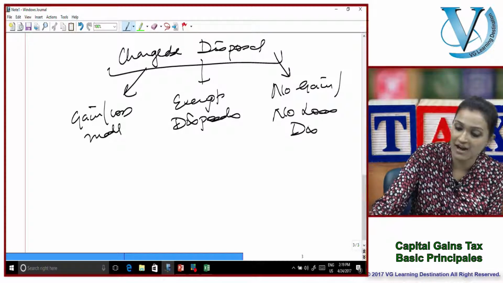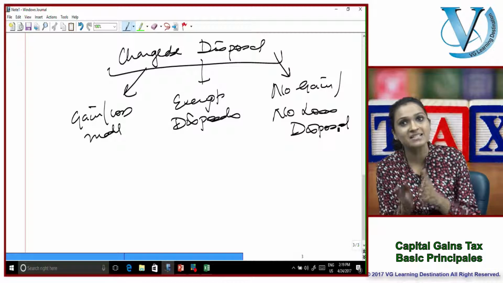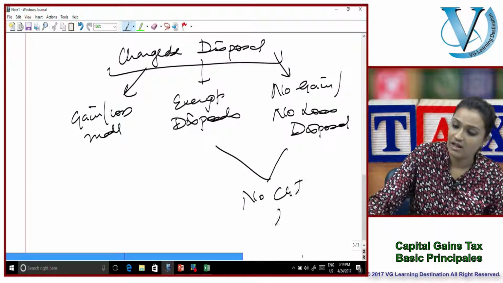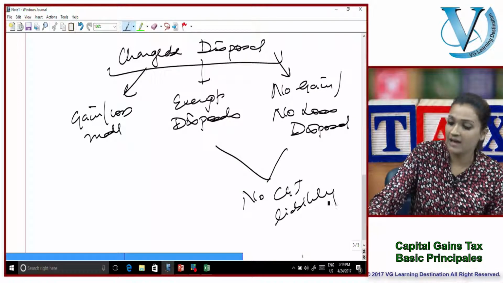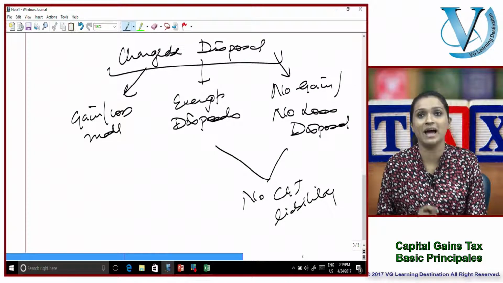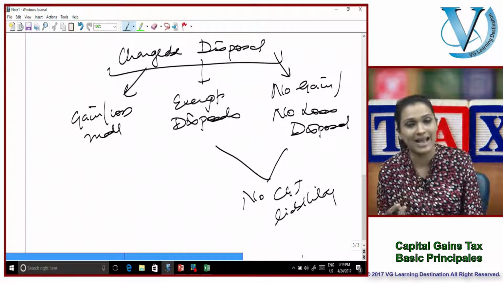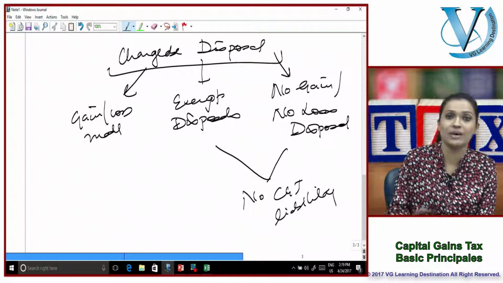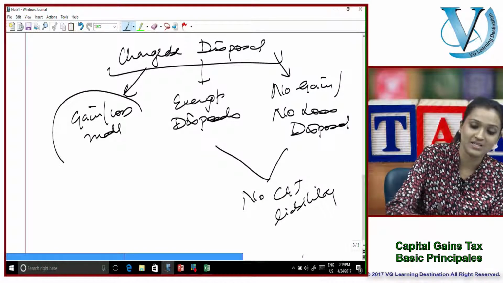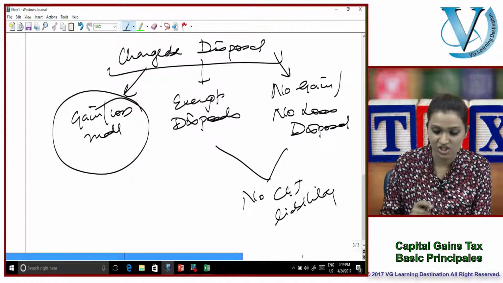Why? Because these are disposals which happen at a no gain, no loss, thus no CGT liability occurs under such circumstances. Only CGT liability happens when a chargeable disposal is made of a chargeable asset, either resulting into a gain or a loss on that particular disposal. So this is what we are going to tax under our CGT regime.